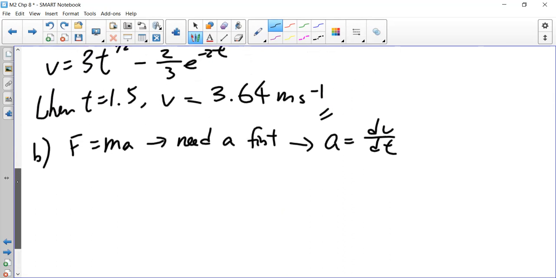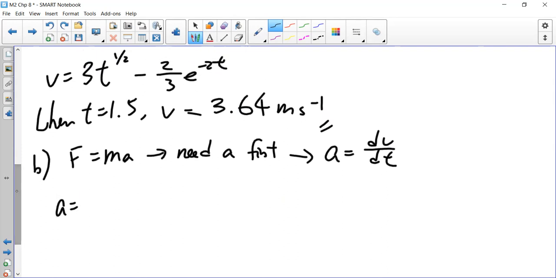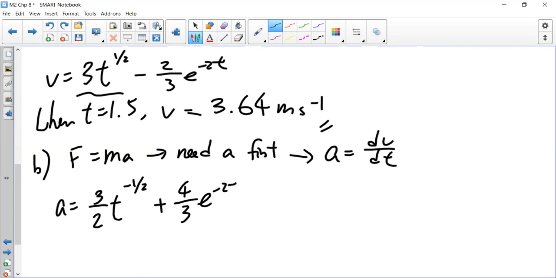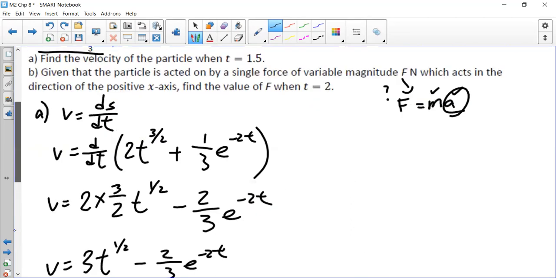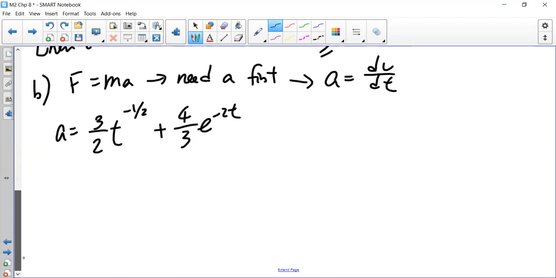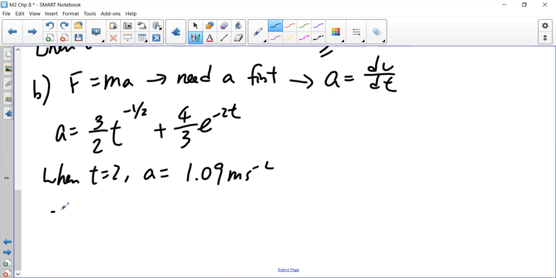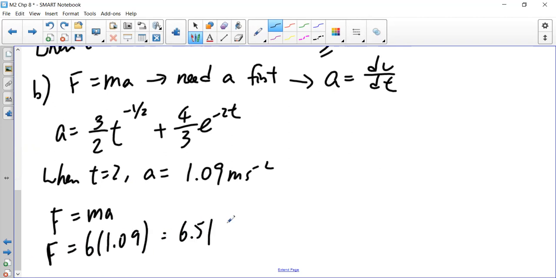So let's differentiate v. 3 to the power of a half gives 3 over 2, t to the power of minus a half, times minus 2 again, so it becomes positive 4 over 3 e to the power of minus 2t. And then when t equals 2, put it in a calculator, a equals 1.09 meters per second squared. So F equals ma, F equals 6 times 1.09. F equals 6.51 Newton. Voila.